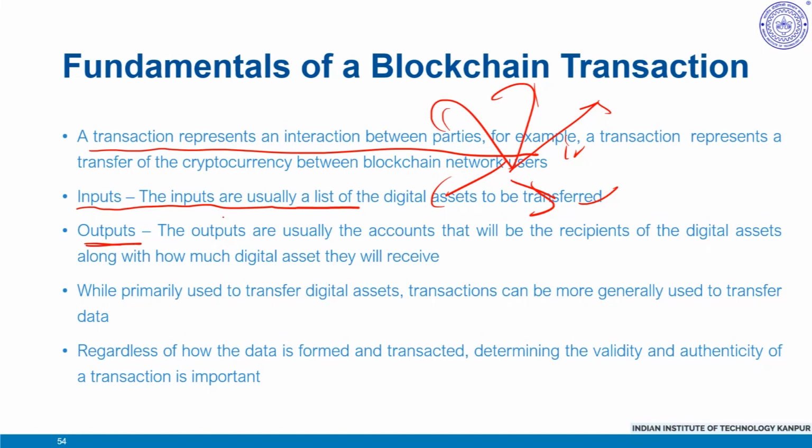So the outputs are usually the accounts that will be recipients of the digital assets, along with how much digital asset they will receive. Each output specifies the number of digital assets to be transferred to the new owner, the identifier of the new owner, and a set of conditions the new owners must meet to spend that value. If the digital assets provided are more than required, the extra funds must be explicitly sent back to the sender. This is a sort of make-change mechanism.